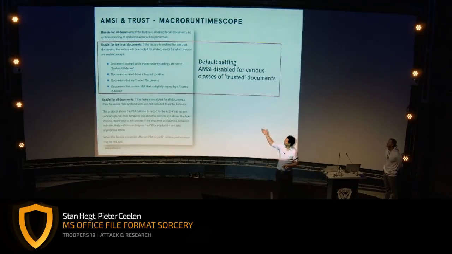So there are three values for this macro runtime setting, which is just a registry setting in the current user registry. If you don't set it, it will be on this middle value, and it will just ignore certain classes of files. Well, what can go wrong there?